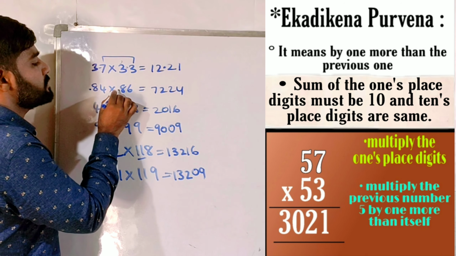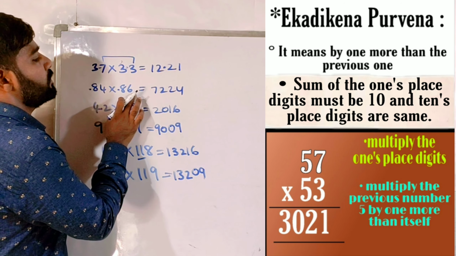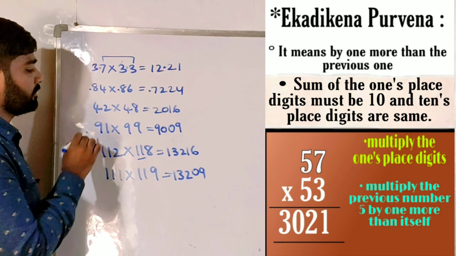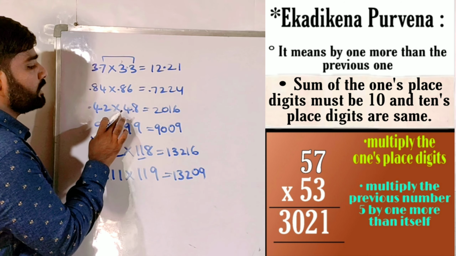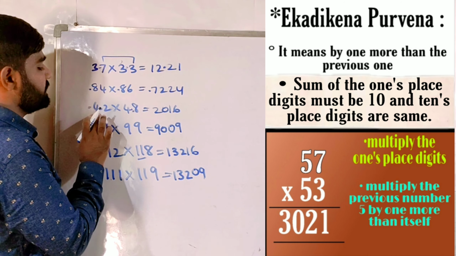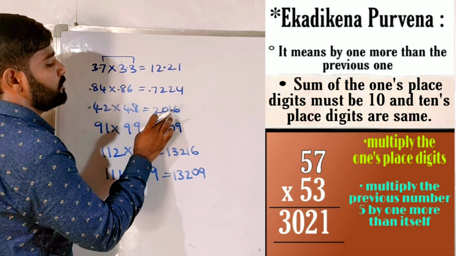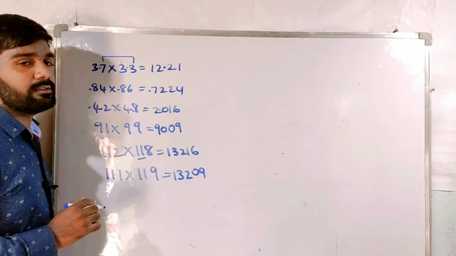0.84 into 0.86. There are 4 digits, 1 2 3 4, 1 2 3 4 decimal point. 0.42 into 4.8, 3 digits, 3 digits, 1 2 3, 1 2 3. The answer is 2.016.